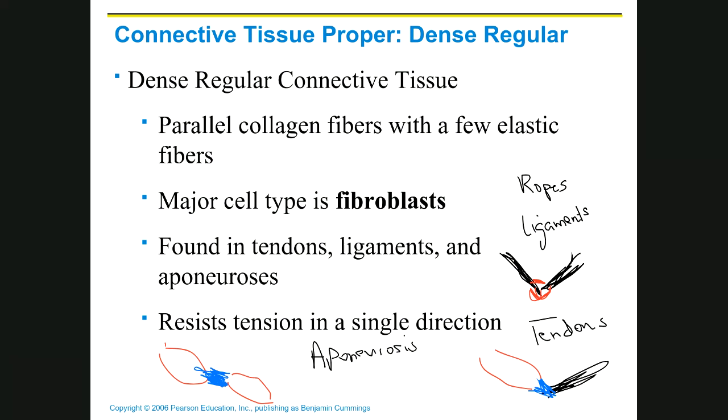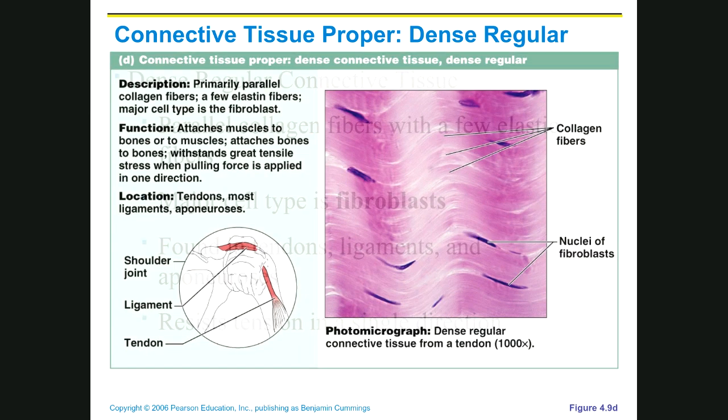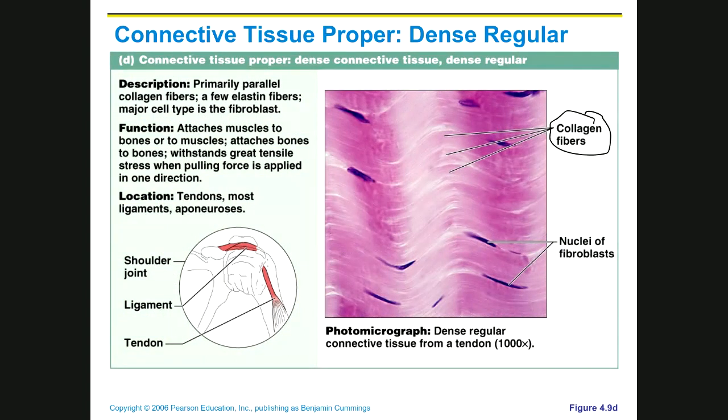Again, the cells are fibroblasts and the main fibers are collagen. So when we look at this picture, most of what we see is collagen. And then here are the fibroblasts. Again, all of the collagen fibers are parallel to each other. So if you pull on this way, it's very, very strong.